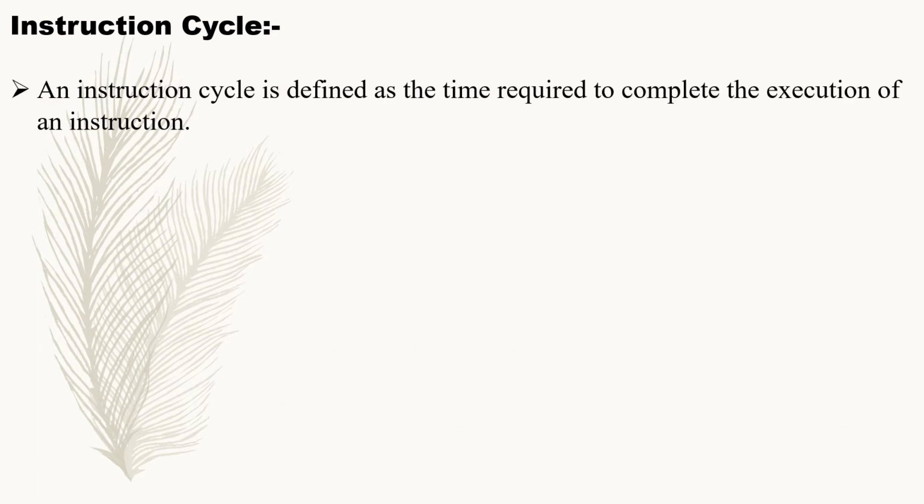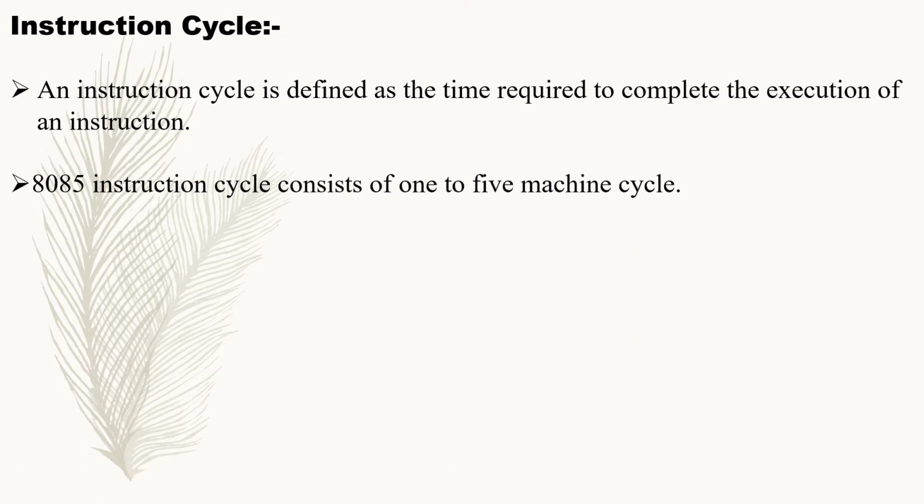Instruction cycle. An instruction cycle is defined as the time required to complete the execution of an instruction. So, the time taken to complete the execution of one instruction, not the entire program, it is the one instruction, is called as instruction cycle. Instruction cycle consists of 1 to 5 machine cycles. So, in simple words, our instruction cycle is broken down into many machine cycles. Our machine cycle is again broken down into T states.